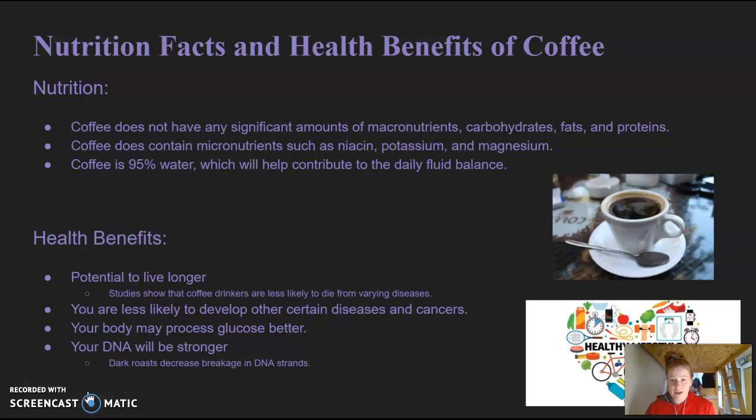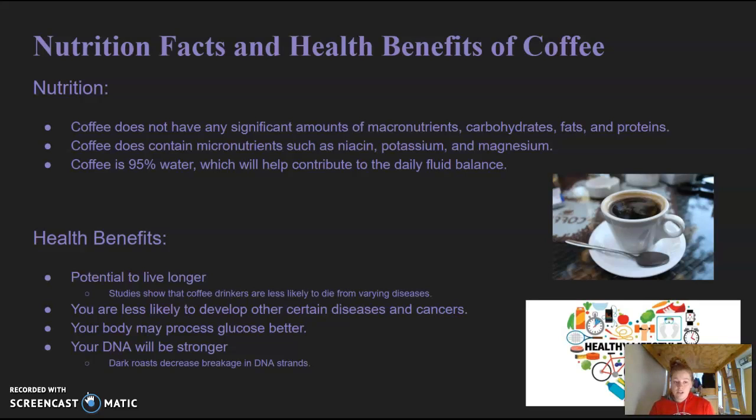There are some nutrition facts and health benefits of coffee. For nutrition, coffee doesn't have any significant amounts of macronutrients, fats, proteins, or carbohydrates. It does, however, have micronutrients like niacin, potassium, and magnesium. And then coffee is 95% water, which helps contribute to daily fluid balance. All of those facts are true for black coffee, but can be altered due to dressing up coffee with the addition of sugars, creams, milks, etc.